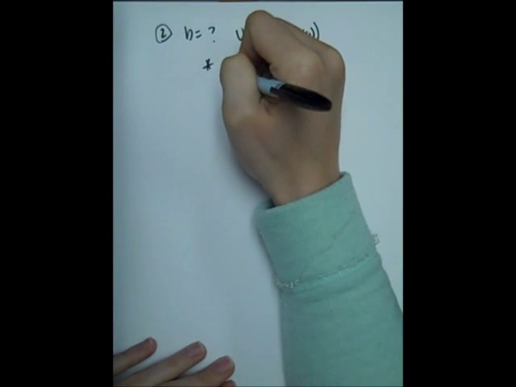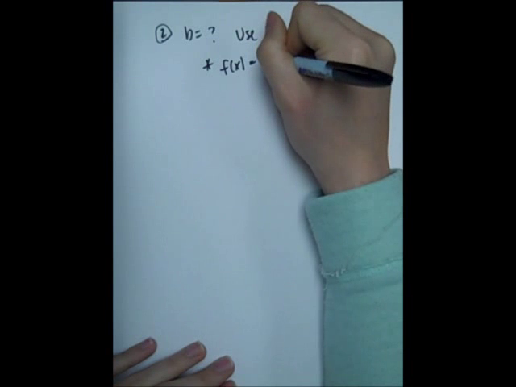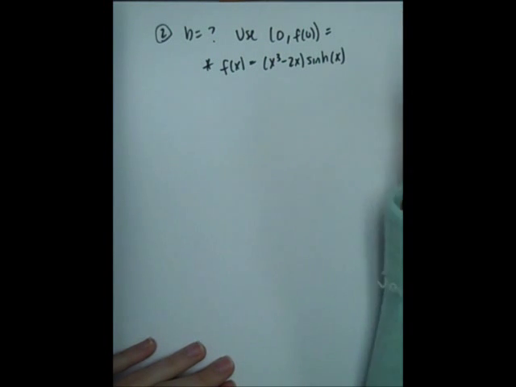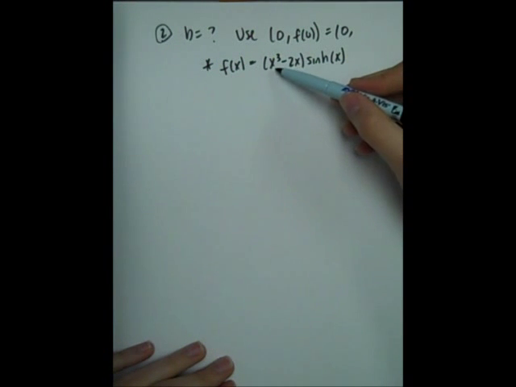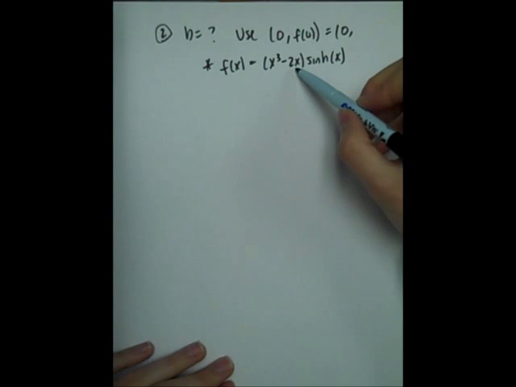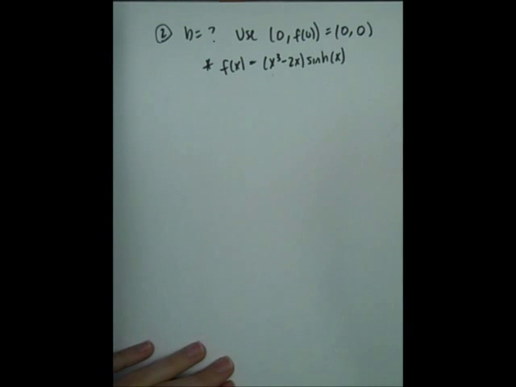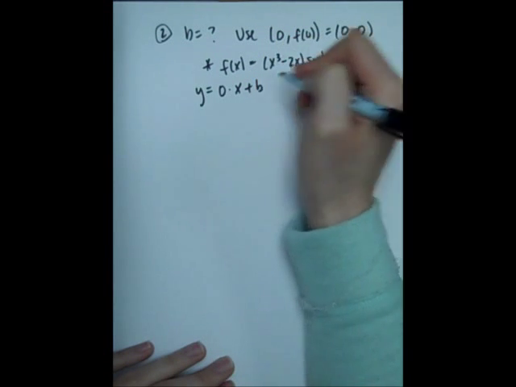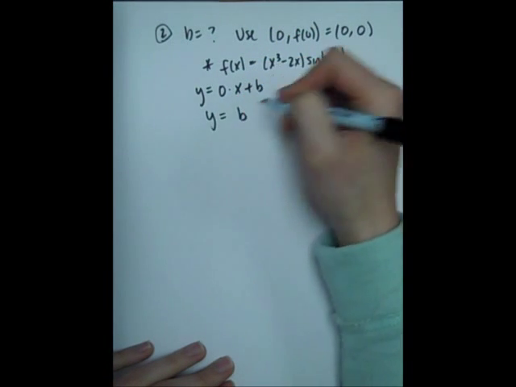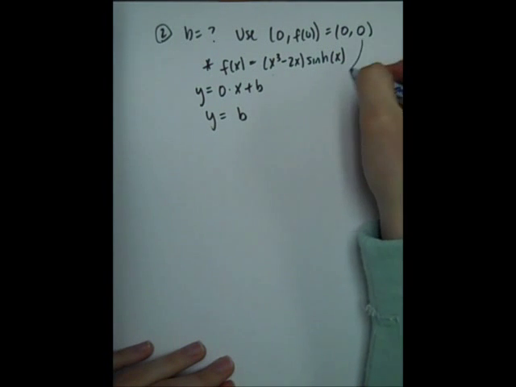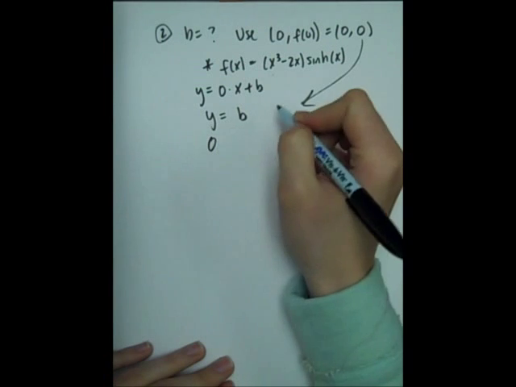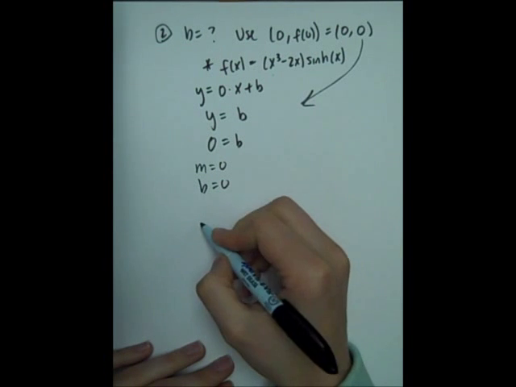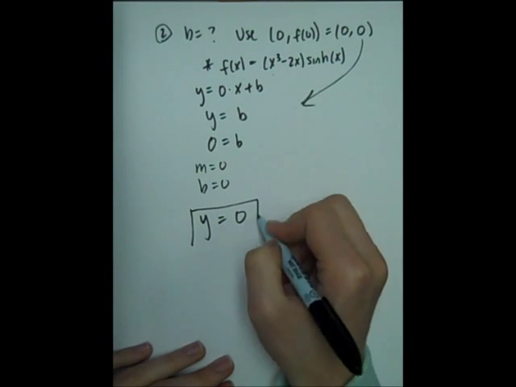Let me remind you, since we don't have that up here. The f of x that we're looking at is x cubed minus 2x times hyperbolic sine of x. Now if I plug in 0 to this function, I'll have 0 cubed minus 2 times 0, which is 0, so the whole function is 0. So far, I had that y was 0x plus b, which means that y is just b. So now I plug in my point down here. So I say that 0, which is the y-coordinate, is b. So m is 0 and b is 0, which means the equation of my tangent line is just y equals 0.